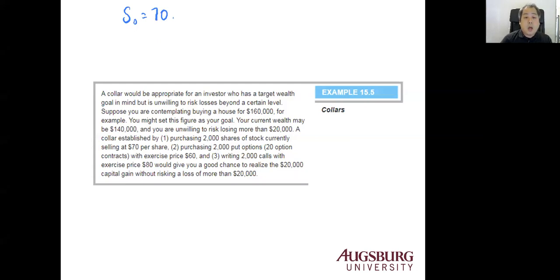Then purchasing 2,000 put options with an exercise price of $60, and then writing 2,000 calls with an exercise price of $80. So another $80 call option. See what happens.